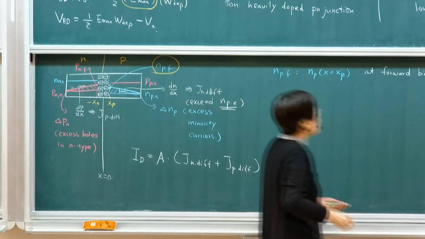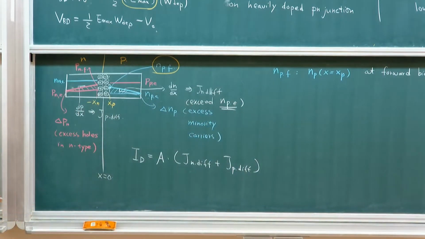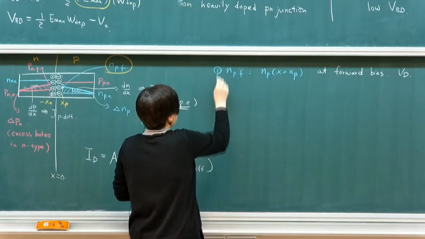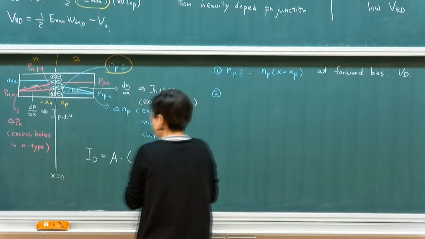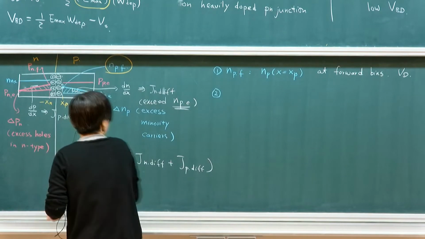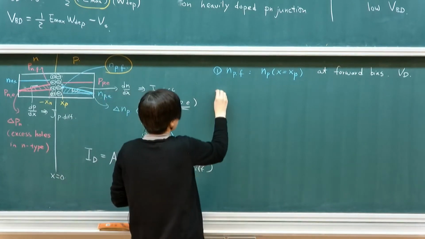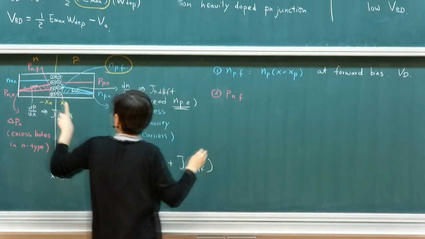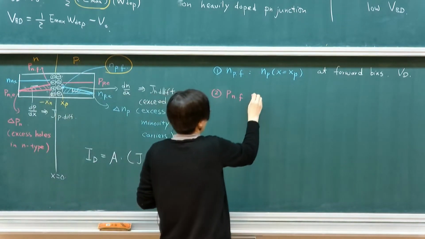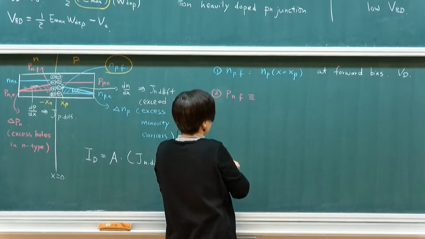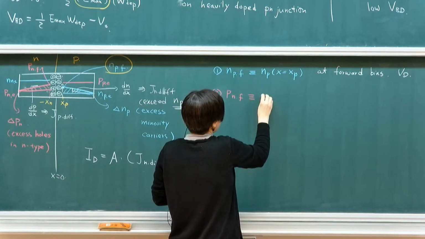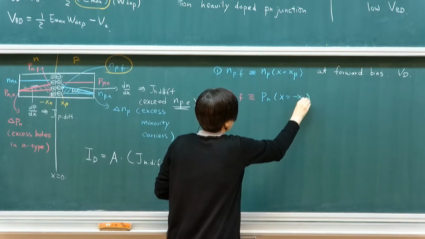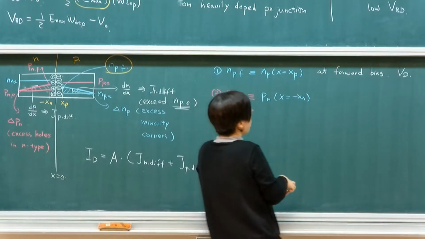So when you apply a forward bias voltage of VD, what is its level at this particular point? You want to know that. Also, we want to find out, so that's for electron. For holes, we define P, the minority carrier at this border. This is defined as Pn at x equals minus xn, and this is also under a forward bias condition.